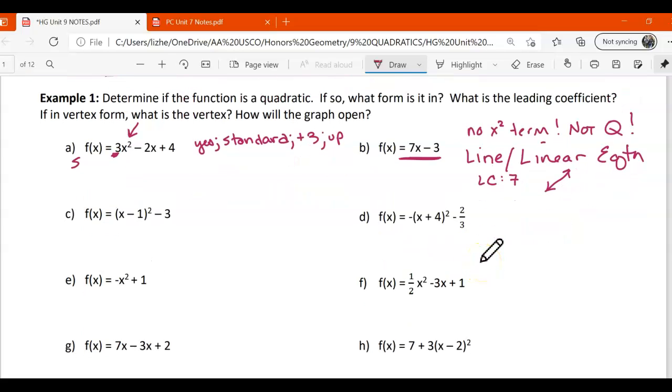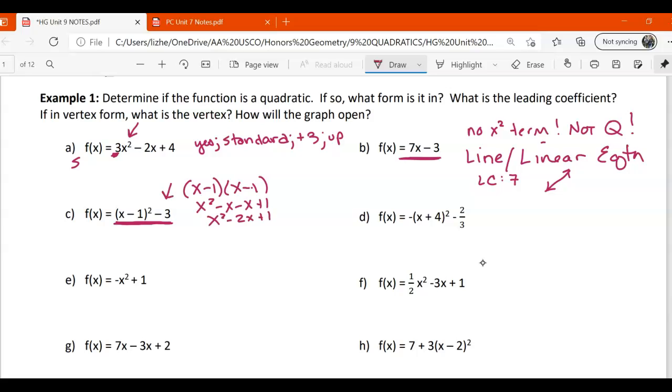C. So the first question is, is it a quadratic? Well, I look at this, and I know that if I would FOIL this out, remember what x minus 1 squared means? It means x minus 1 times x minus 1. You have to FOIL that, so you go x times x is x squared. X times negative 1 is negative x. Negative 1 times x is another negative x. Negative 1 times negative 1 is plus 1. You would clean that up, and you would get x squared minus 2x plus 1.